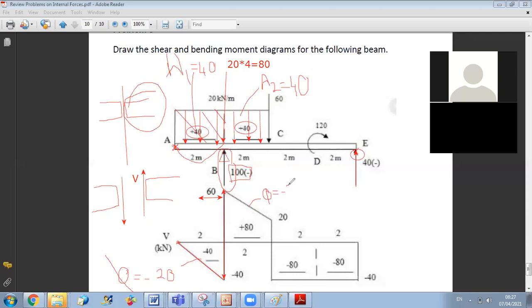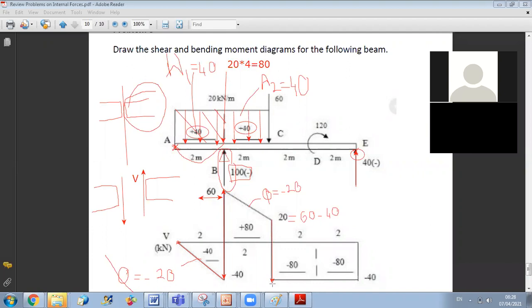And in order to know how much I have a decrease, I calculate the area. The area here is 40. So I should do 60 minus 40 to get the final value here, which is 20. So 60 minus 40 equals 20. Then at point C, I also have a concentrated force that is downward. So I should do a downward jump of 60 from 20. 20 minus 60 will give me minus 40.